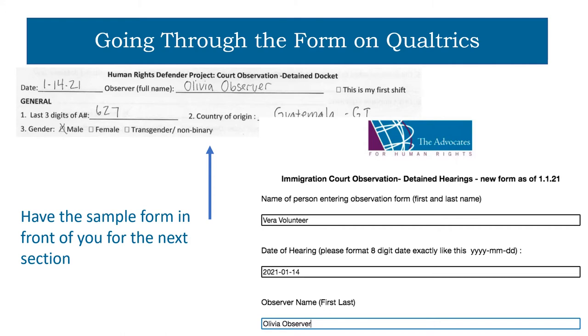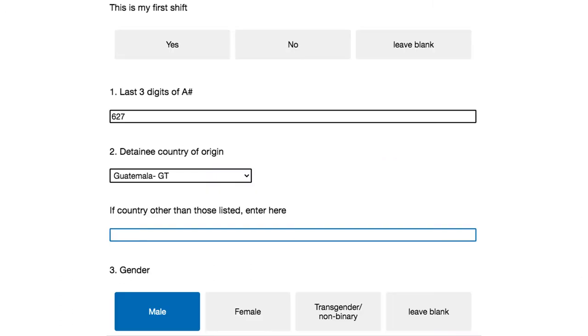Always start by filling in your name. The hearing date, again, is formatted year, month, day, 8 digits separated by hyphens. The observer is listed first name, then last name. If it is an observer's first shift, click the Yes box. If not, as signified by a blank answer on the form, click No.